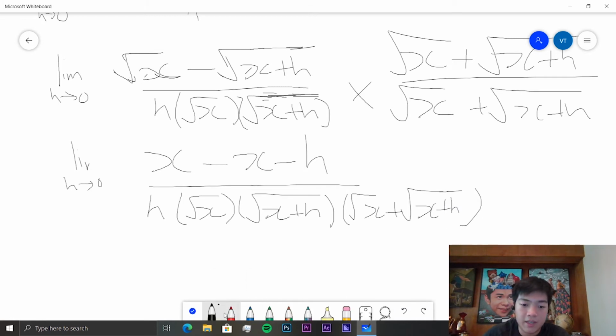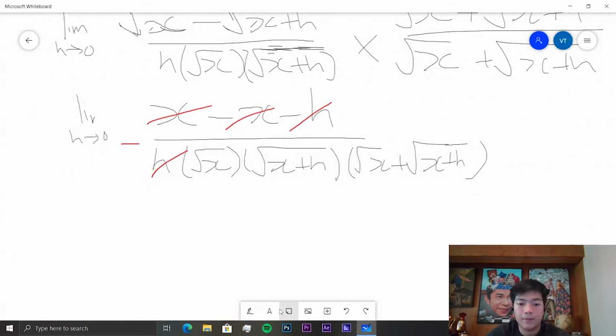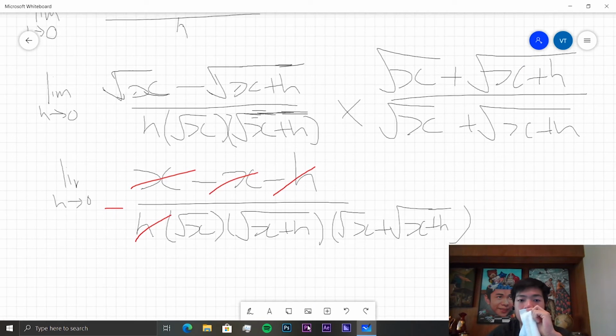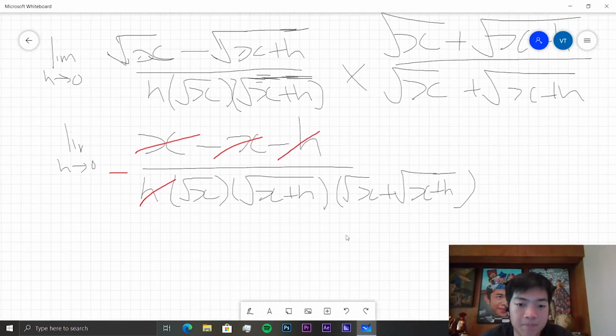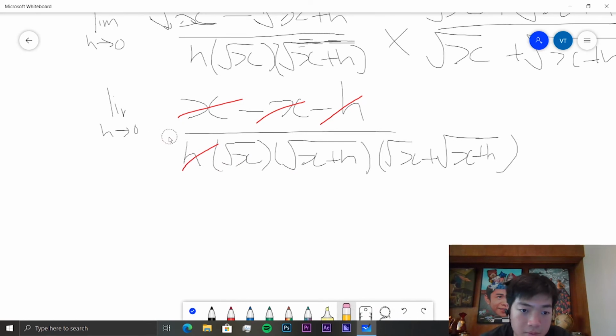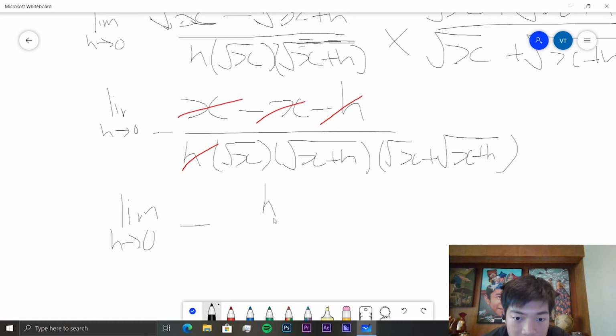And so we can cancel these two out, and we can also cancel these two out, so this will simply be negative. Erase that, it should be negative. And so this should be the limit as h tends to 0 of negative h over h, so negative 1 over root x times root x plus h times root x plus root x plus h.